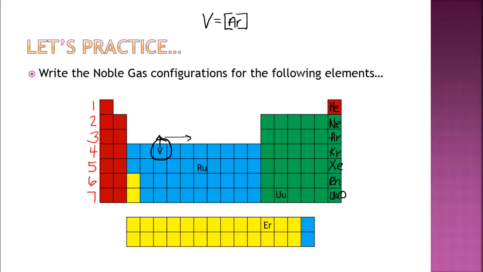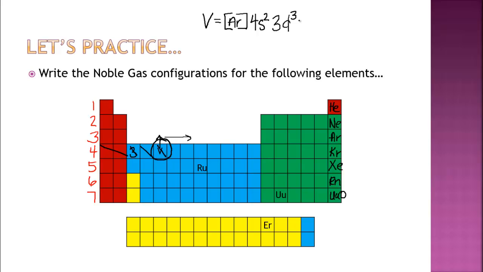So now I only have to start at the period that vanadium is in. So I'm going to start with 4. So I start in period 4, and again I hit that S block. So I'm going to do 4s2, and then I hit my D blocks. Remember that's 3. So 3d and count over: 1, 2, 3. Wow, so much shorter than what we were doing.